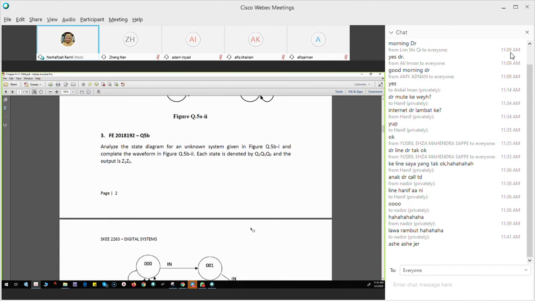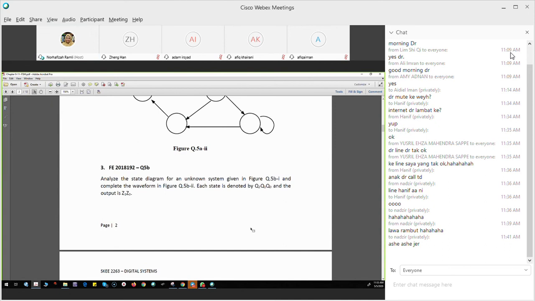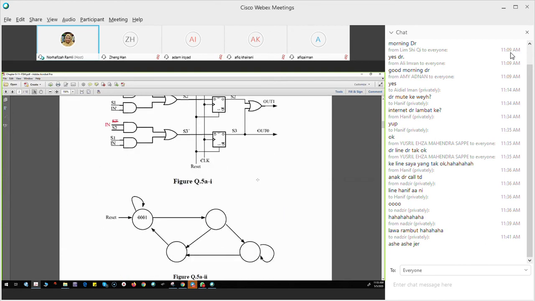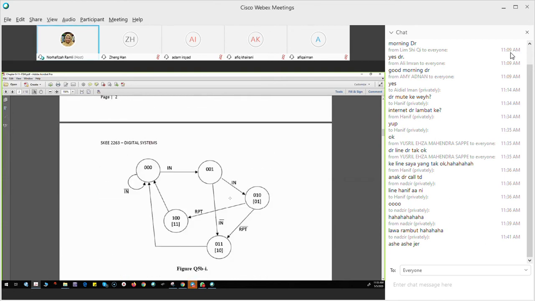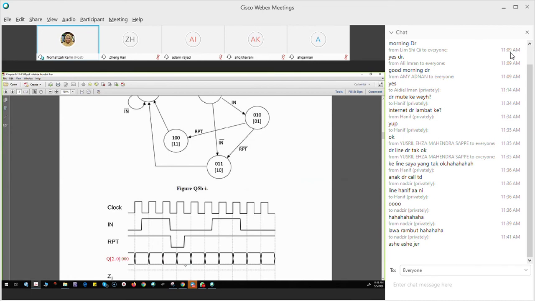Analyze the state diagram. And then each state is denoted. Now you have to come up with the... You have also something like this. Analyze the state diagram for the unknown given in Q5B1. This one, eh? Q5B1. And complete the waveform in Q5B2.